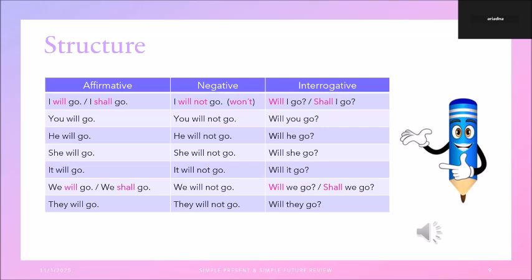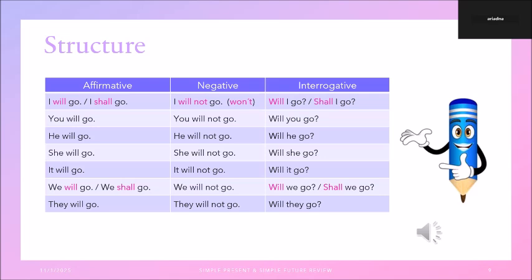In affirmative: I will go or I shall go. You will go, he will go, she will go, it will go. We will go or we shall go. They will go. In negative: I will not go, you will not go, he will not go, she will not go, it will not go, we will not go, they will not go. Or use the contraction won't.